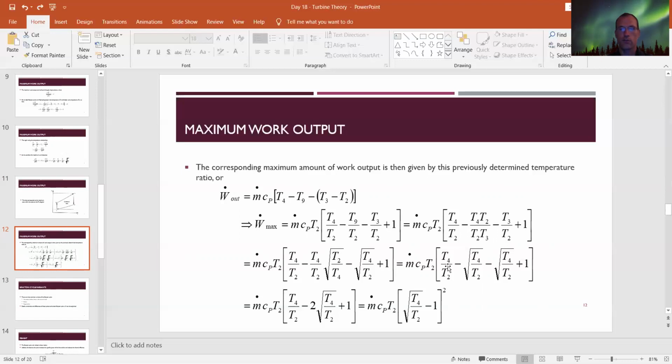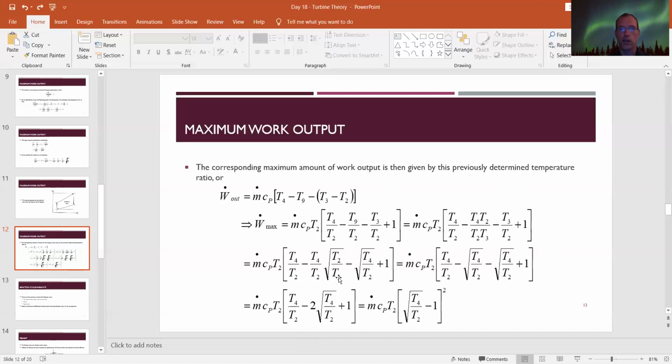So I have first term, T4 over T2, minus this guy cancels out to the square root of T4 over T2. This guy is square root of T4 over T2, and then plus 1 at the end. So basically I have two of these guys in the middle. So T4 over T2 minus 2, square root of T4 over T2 plus 1. And then this guy is just a binomial. So I can basically factor him out into square root of T4 over T2 minus 1, squared. If you FOIL this out, again, you get that.